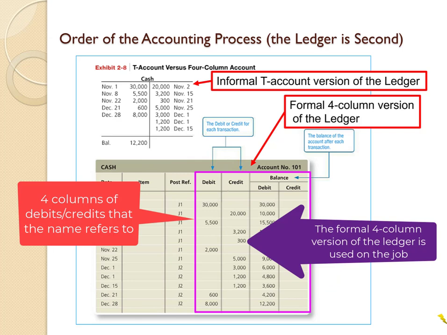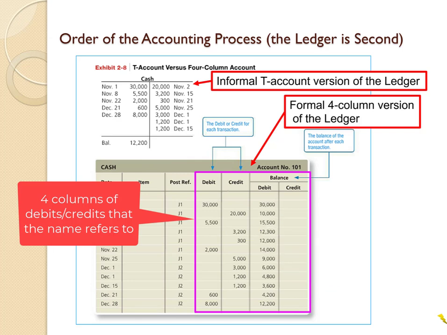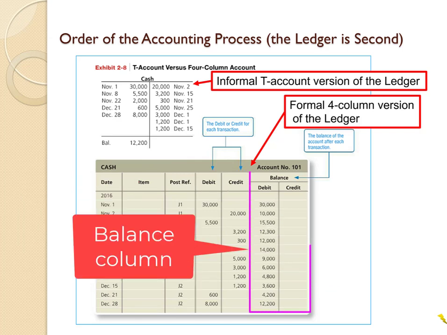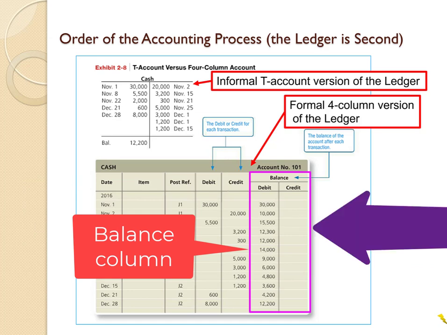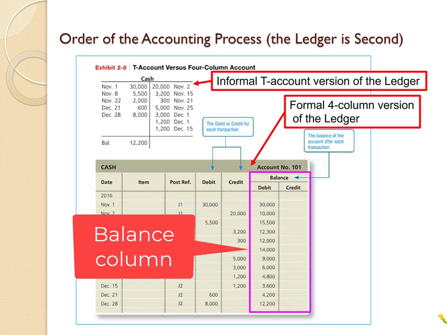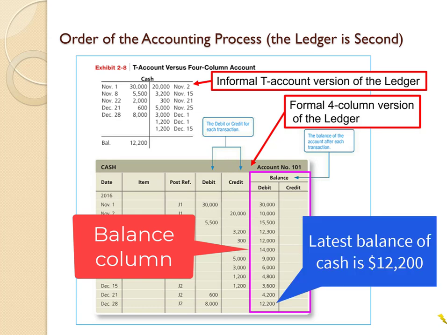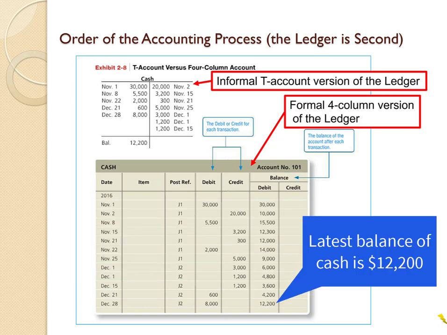Again, you don't need to know what debits and credits mean yet, but you should be able to understand the balance column. Looking at the formal 4-column version of the ledger, what is the latest balance of the cash account? The latest balance is $12,200 on December 28th.